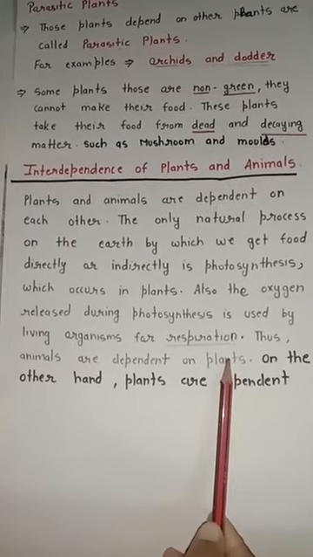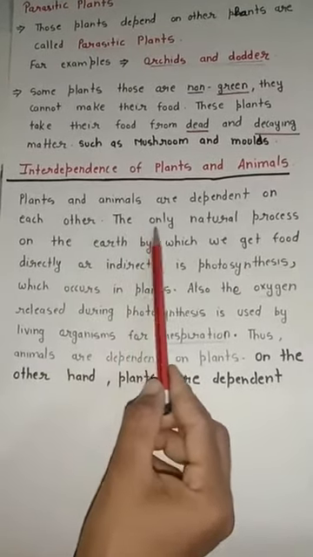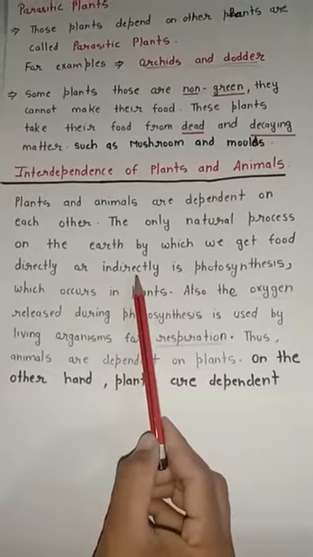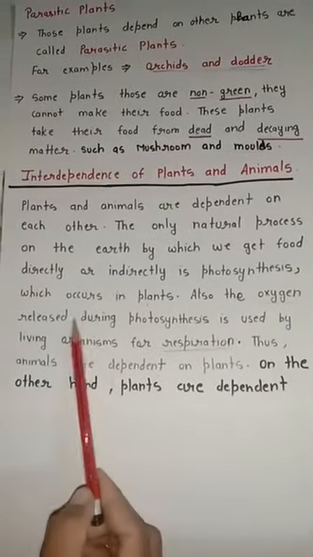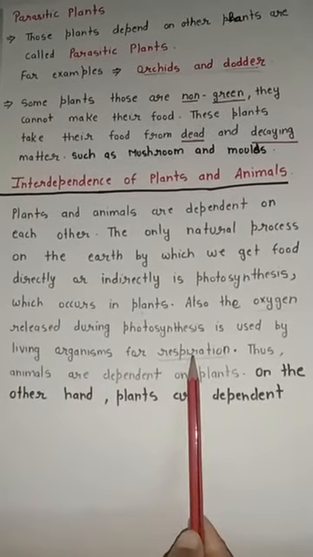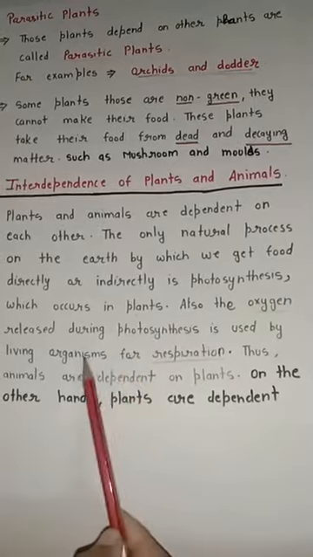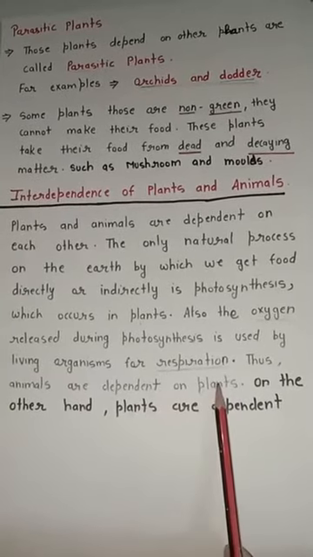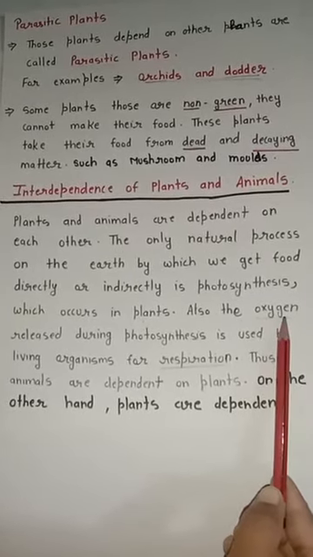Again, I am repeating, student, listen carefully. Plants and animals are dependent on each other. The only natural process on the earth by which we get food directly or indirectly is photosynthesis, which occurs in plants. Also, the oxygen released during photosynthesis is used by living organisms for respiration. Oxygen gas is released by plants, and human beings or animals use that oxygen for respiration. Thus, animals are dependent on plants. Yes, animals are dependent on plants for oxygen. Animals get oxygen from the plants for breathing.